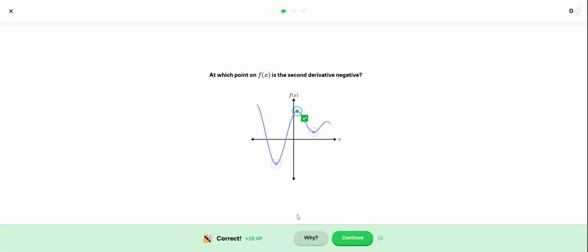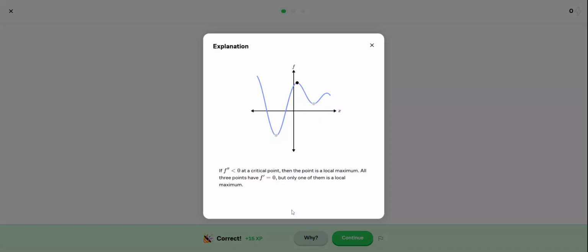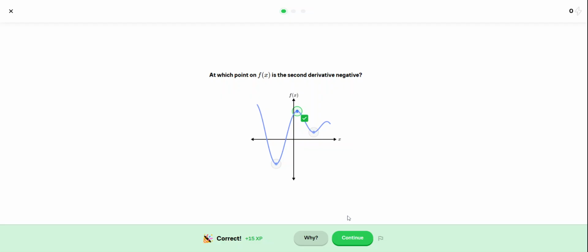Yup, that is correct. So why, for reasoning? If the second derivative is less than 0 at a critical point, then it is a local maximum. All three points have first derivative equal to 0, but only one is the local maximum. So this point, as I just previewed, is the only correct option. So continue to the next one.